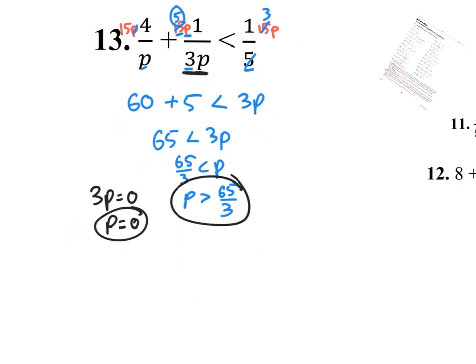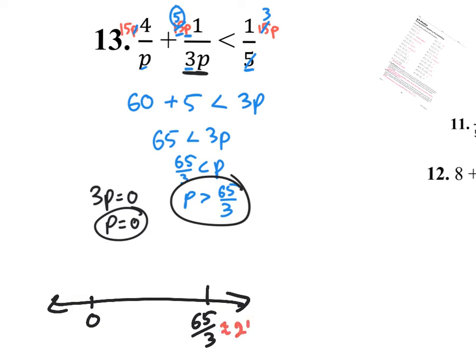Let's now go to a number line, and let's test the values. So we have 0 here, and we have 65 over 3 over here, which, if you do it on a calculator, is roughly 21.67 or 21.7. All right, so we have to test our areas now. You want to test the left side of 0. You want to test the values between 0 and 21.7. And you want to test the values that are greater than 21.7.